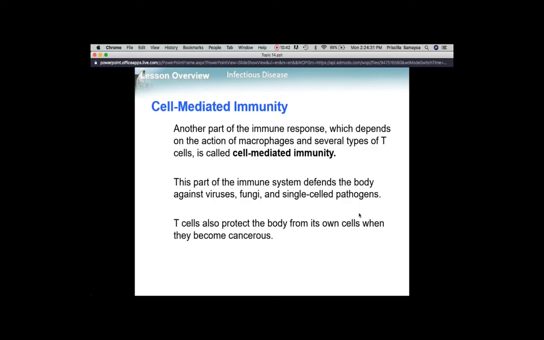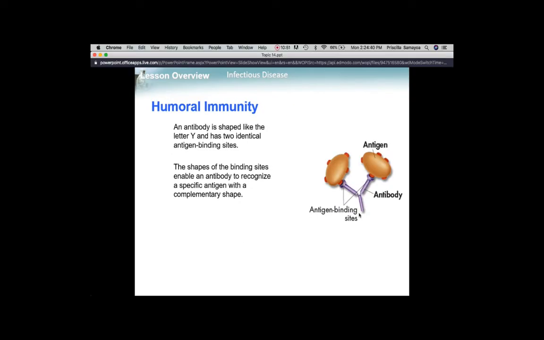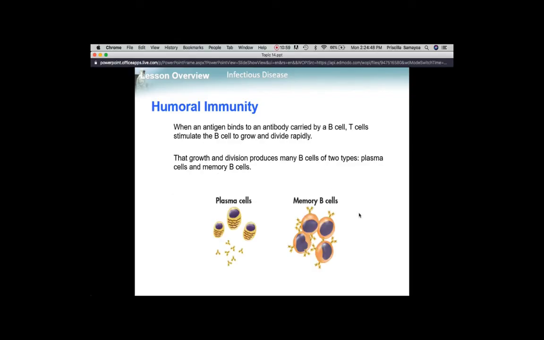But for the most part, your body keeps itself in check. If something is wrong with the cell, cell-mediated immunity will come and get rid of any issues. Again, we went over humoral. You have the Y-shaped antibody that will attach itself to the antigen so that they can come in and grab them. So you have plasma cells and memory cells.